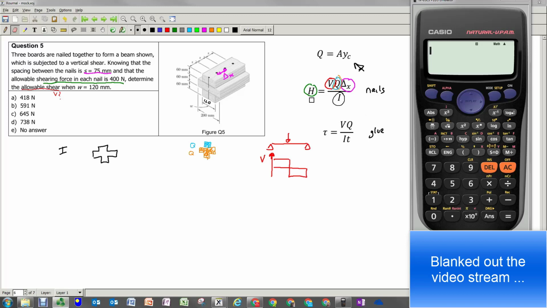Notice the H is referring to the shear force that you're going to go for the nail. The V is referring to the shear that you get from when you do your shear force diagrams. So we've got a beam there, applying some weight, and we're going to end up with a shear force diagram there.